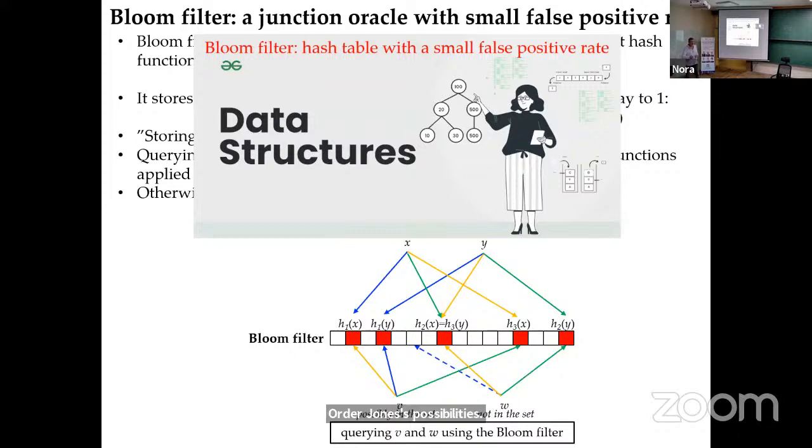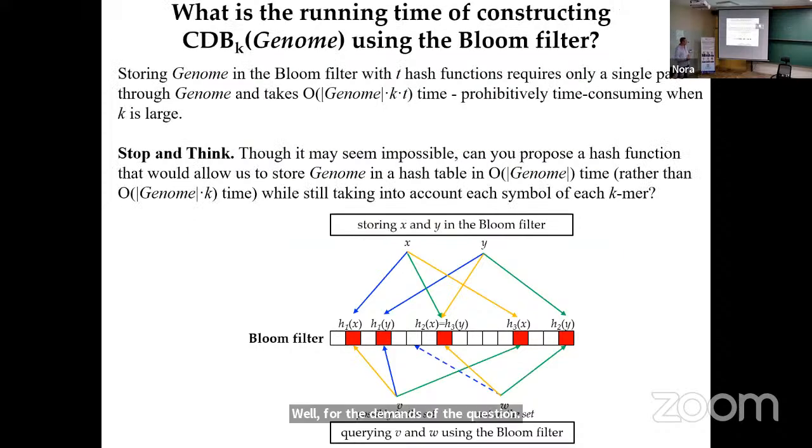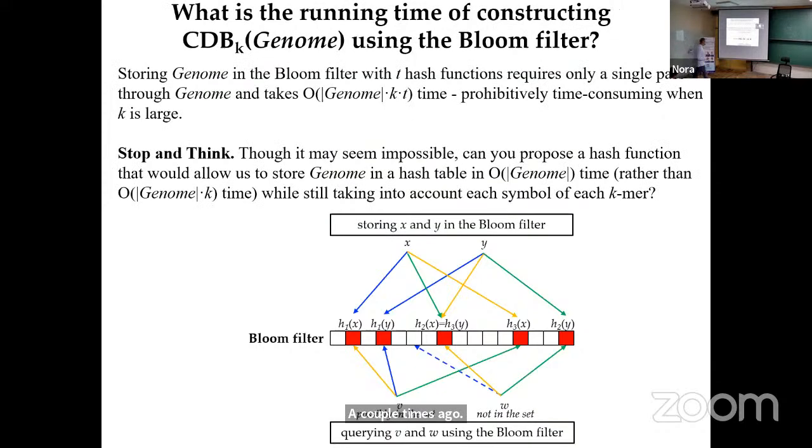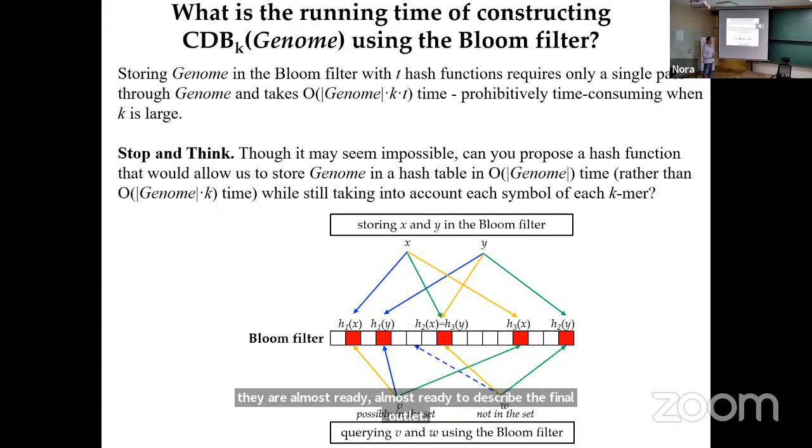And I won't be covering this, but at first glance this approach should be worse than the plain hash table. It actually has way better, very low false positive rates. And with this, we can actually construct the graph, despite having some false positives. Now, we are almost ready to describe the final algorithm. The only thing left is to estimate the running time.